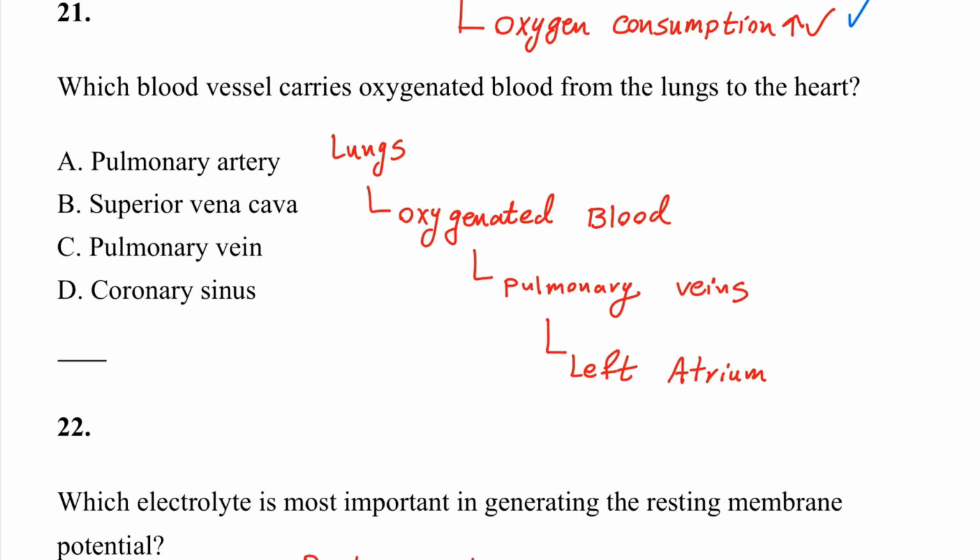So, this question tests very common cardiovascular concepts. Many students anatomically associate arteries with oxygenated blood and veins with deoxygenated blood. However, the pulmonary circulation is an important exception. Blood becomes oxygenated in the lungs. It then returns to the heart through the pulmonary veins. Especially, these veins empty into the left atrium. Therefore, the correct answer is the pulmonary vein. Number C.